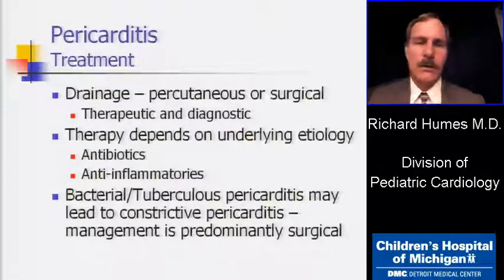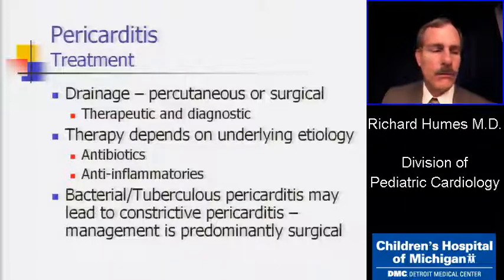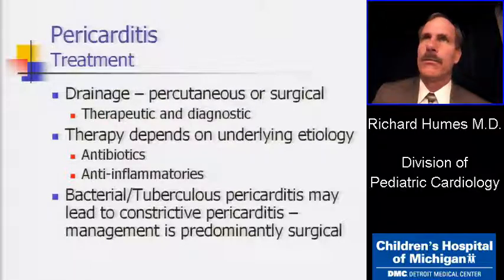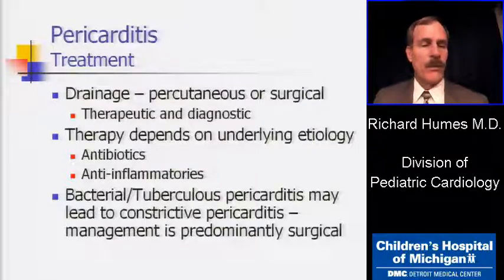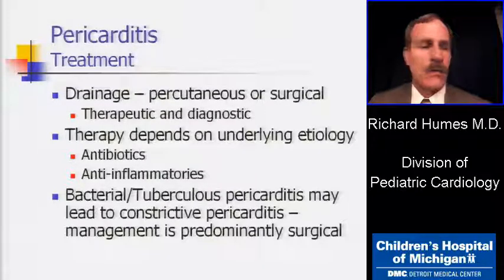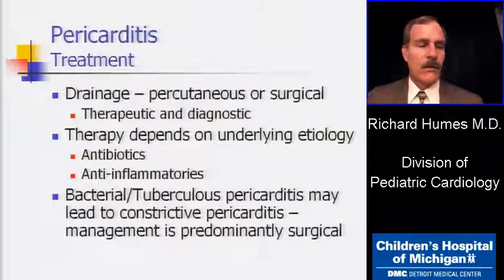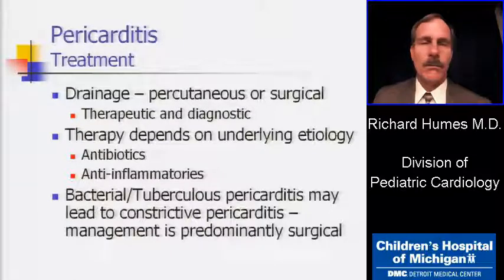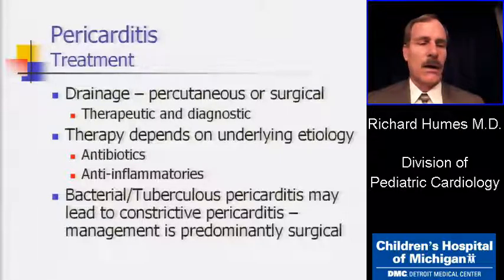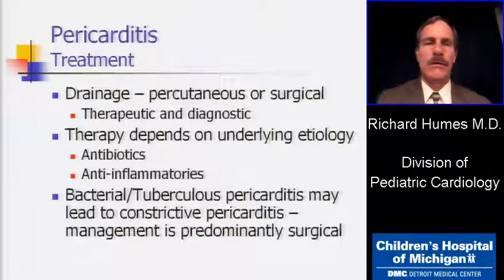The treatment depends on the degree of the symptoms. Drainage, certainly, percutaneous or surgical, can be done. This can also give you some diagnostic as well as therapeutic possibilities. The therapy then will depend on the underlying etiology. You have antibiotics for purulent pericarditis and anti-inflammatories for viral pericarditis. Bacterial or tuberculous pericarditis may have a higher incidence of developing late constrictive pericarditis, and if that occurs, then the management is surgical.